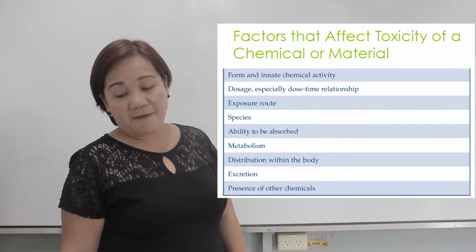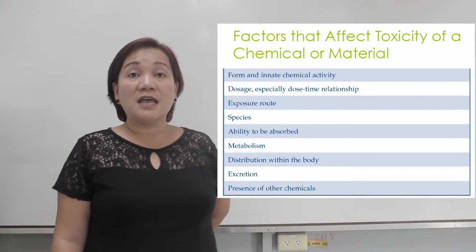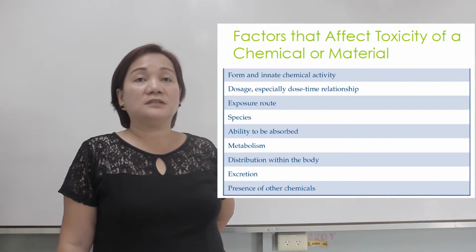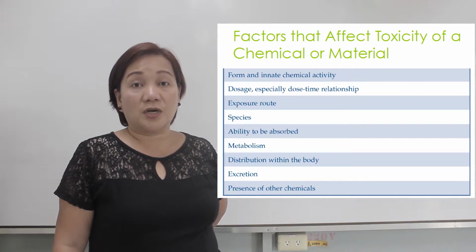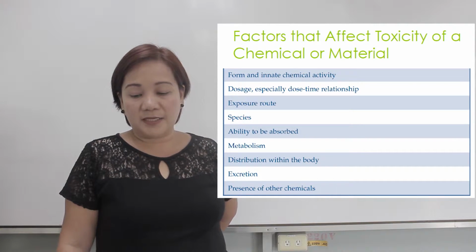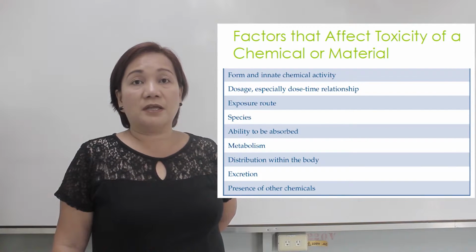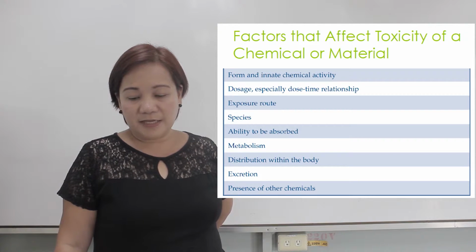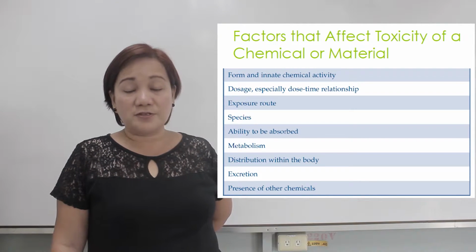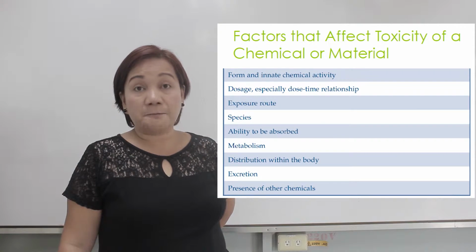Okay, there are factors, class, that affect toxicity of a chemical or material. What are these factors? As I mentioned, the number one factor would be the structure, because the structure or the form and innate chemical activity of a substance would determine whether it is highly toxic not only in humans but also in the environment. Of course, dosage would be another factor, the exposure route, the species itself.